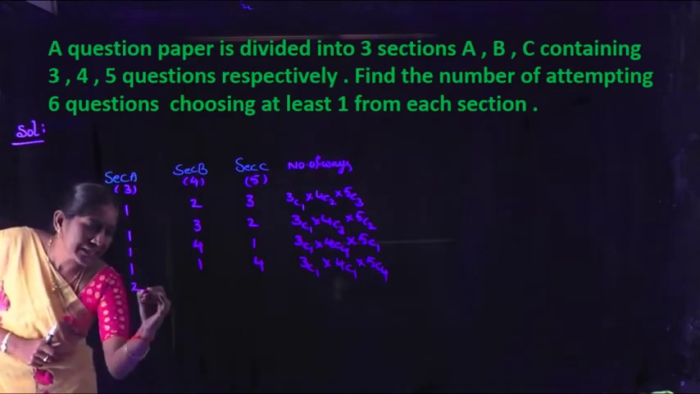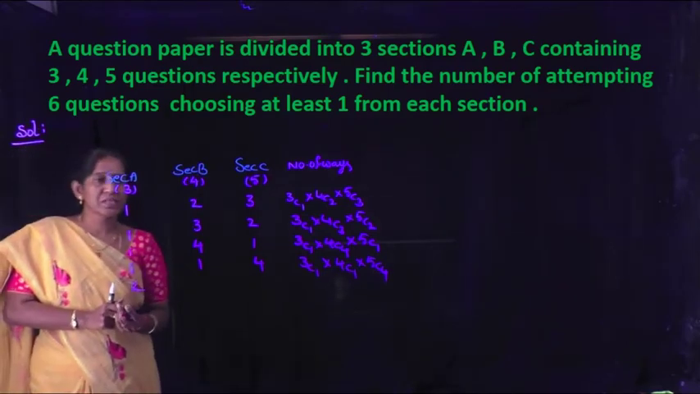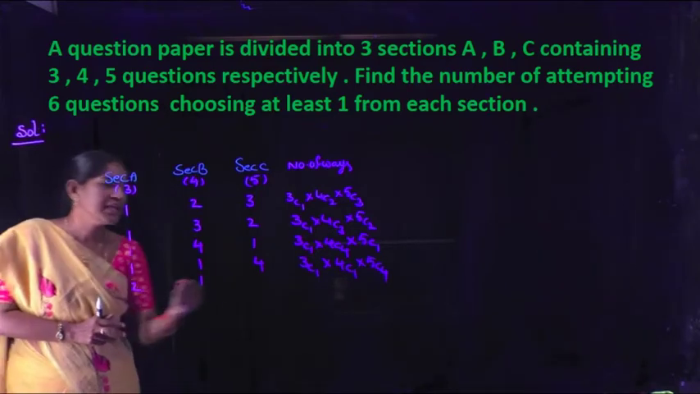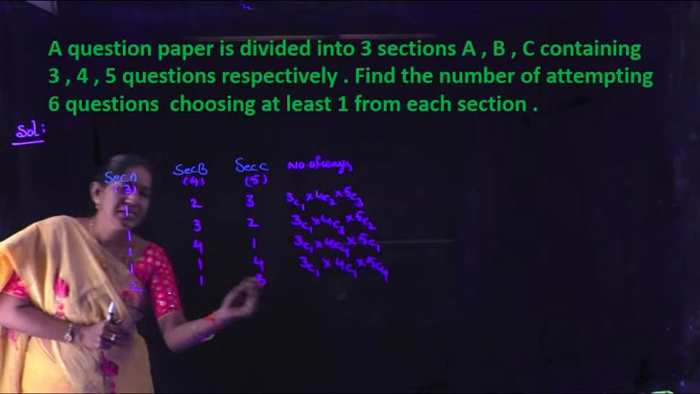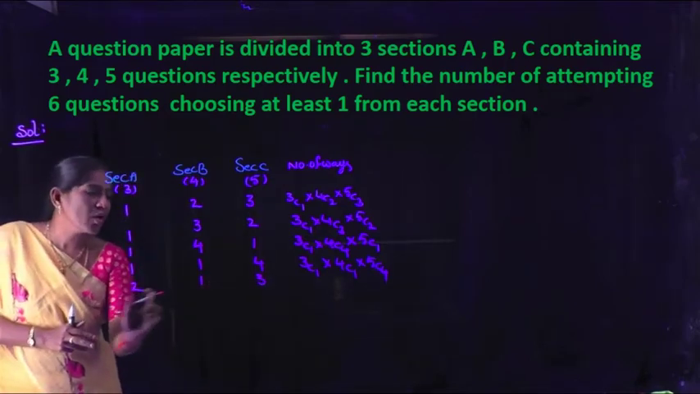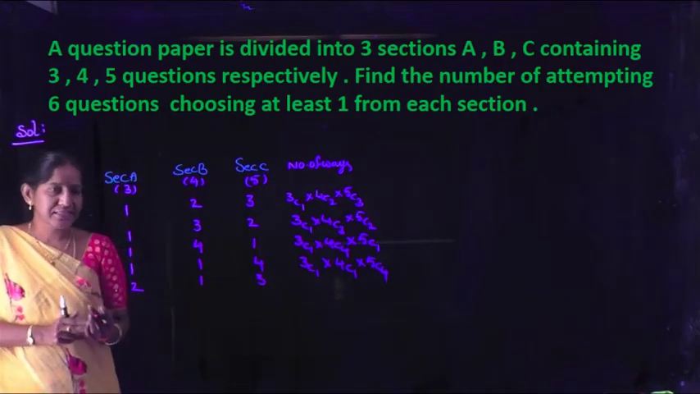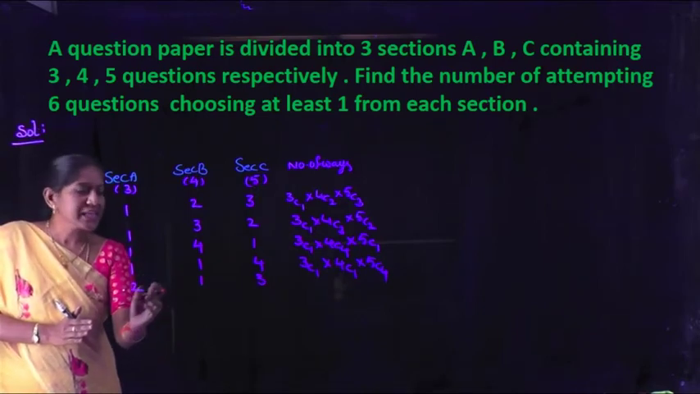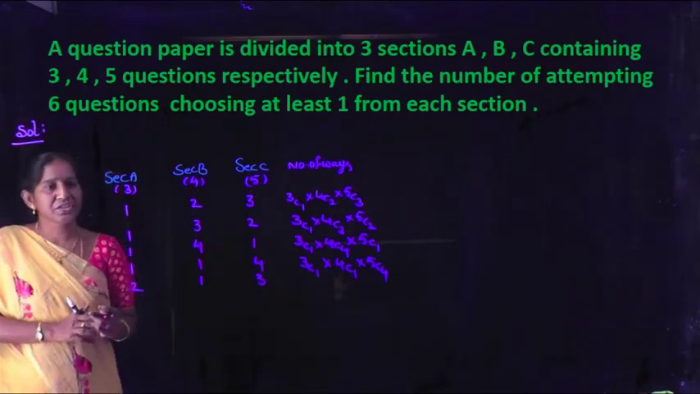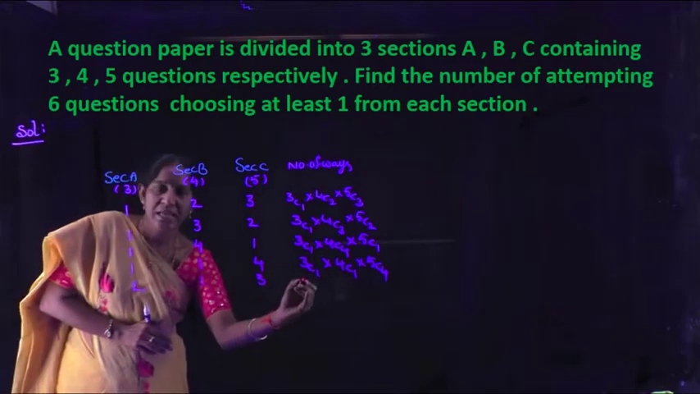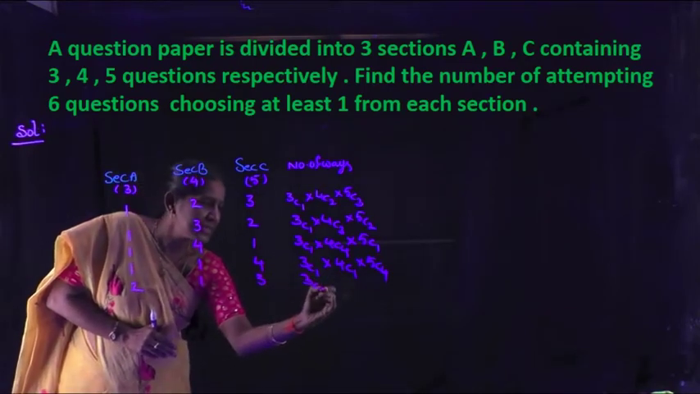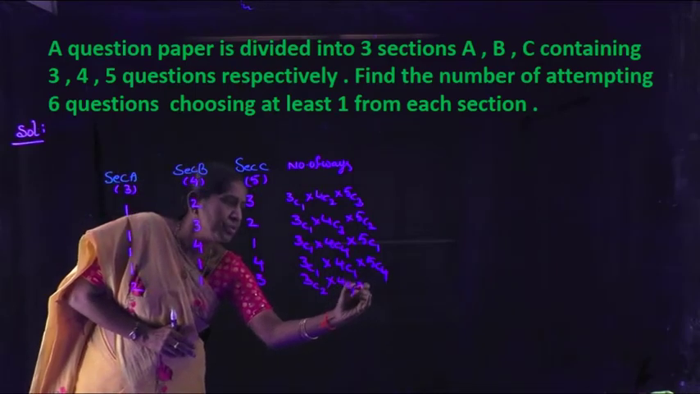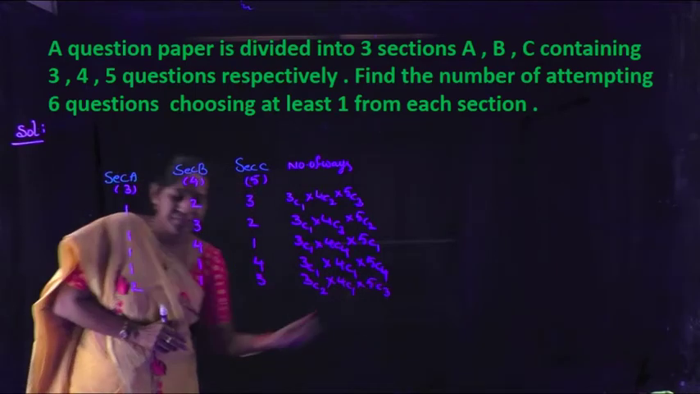Or select 2 questions from section A, select one question from section B, select 3 questions from section C. We add all this, we get 6, and it also satisfies selecting at least one question from each section. Then this can be done in 3C2 into 4C1 into 5C3 ways.